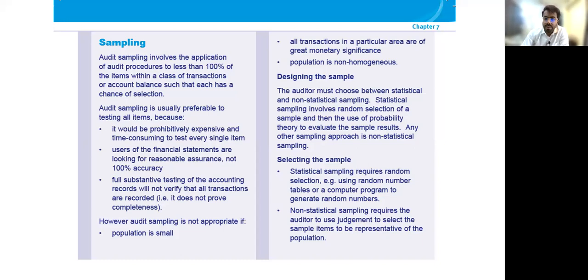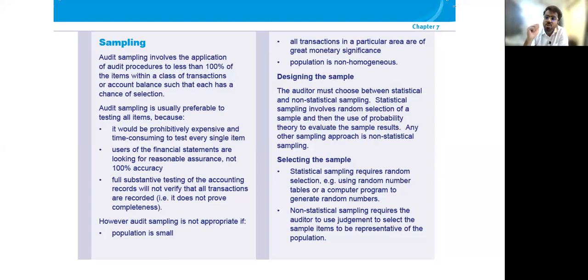All right. Now, when you're designing the sample, there are mainly two types of sampling methods. What are these two types? One is statistical sampling, the other is non-statistical sampling. What is statistical sampling? You're using statistics. In statistics, you must have studied the concept of probability, right?